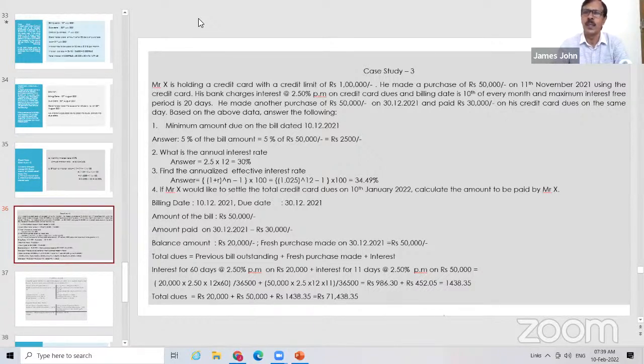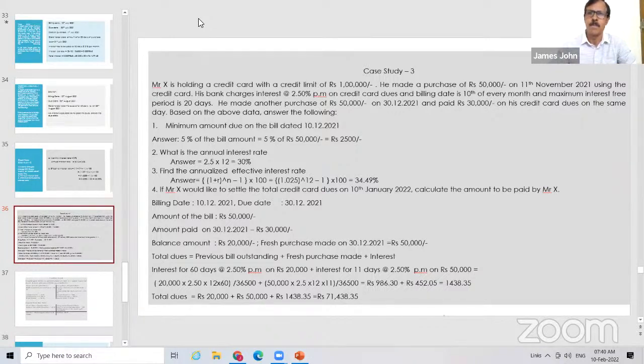50,000 for 11 days, interest for 11 days at the 2.5%. Yes, exactly. 11, how, sir? 50,000 only? The second purchase, when it is made. Second purchase 30th December. To calculate the days from 30th December up to 10th January, he is settling the amount. So how many days are there from 30th December to 10th January?